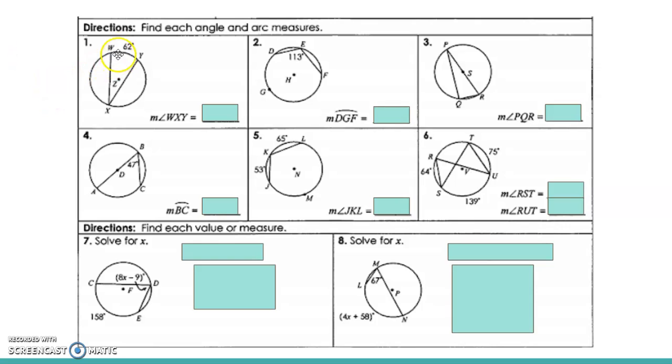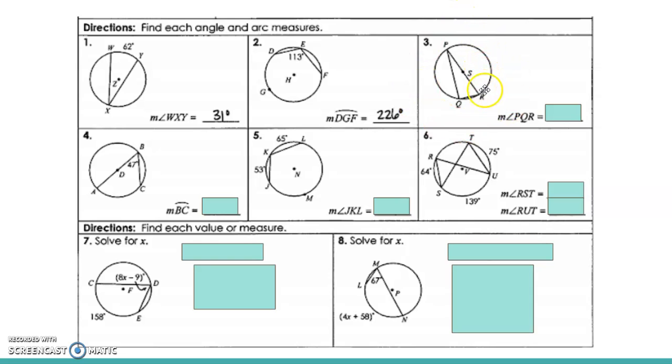Number 1, they gave me the arc, they gave me WY, and I want to find what that angle is. So in order to figure out that angle, I am going to do half of 62 and get 31 degrees as that inscribed angle. Number 2, they gave me my inscribed angle and I want to find that arc. So to go from my inscribed angle to the arc, I'm going to double it. Double 113 is 226 degrees.